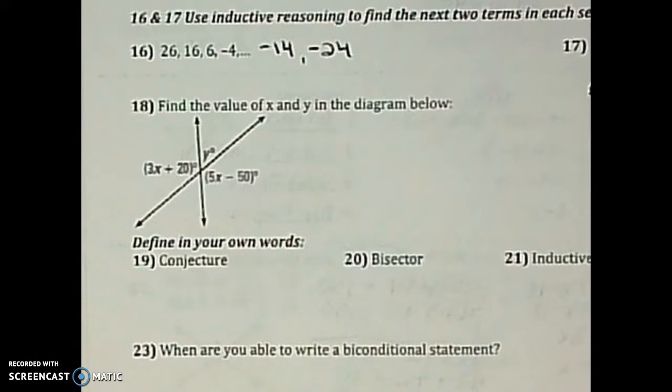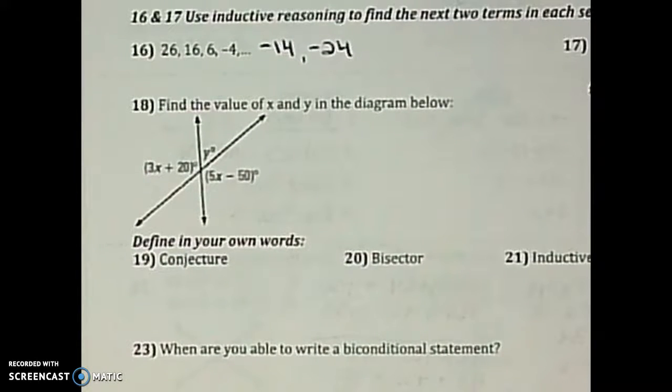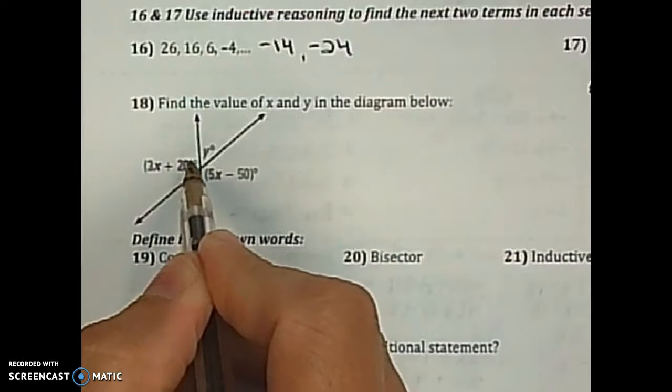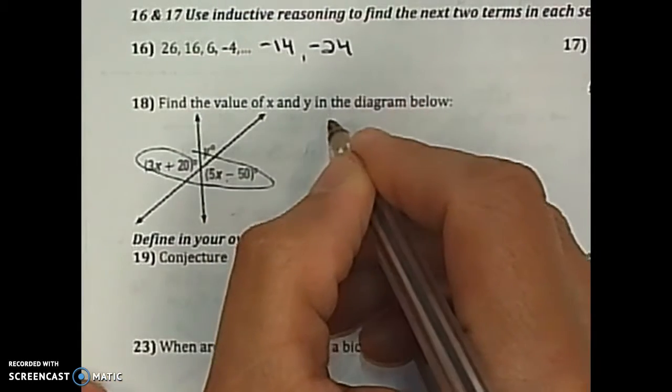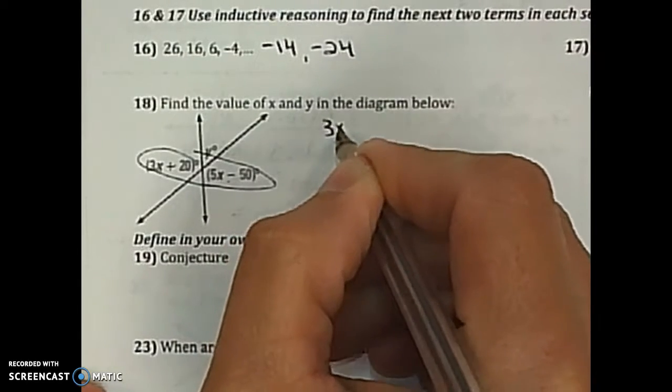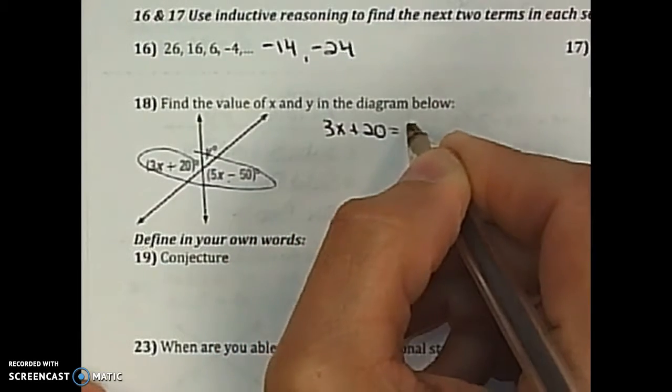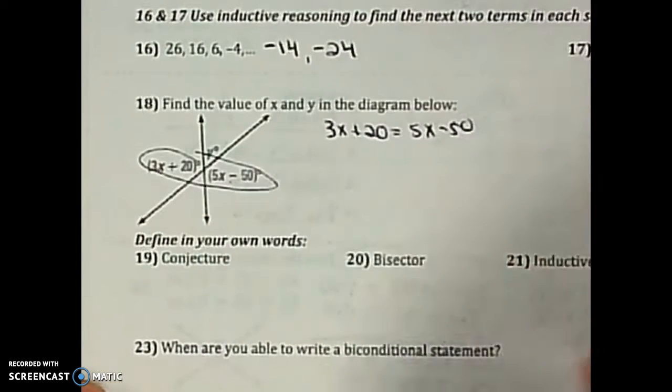All right, we're moving on to question number 18. We have to find the value of x and y. So again, we've talked about several different pairs of angles. What I'm noticing is the two angles that both involve x are here and here, and those are vertical. So we're going to set 3x plus 20 equal to 5x minus 50 and solve.